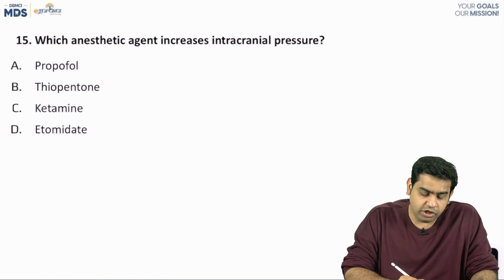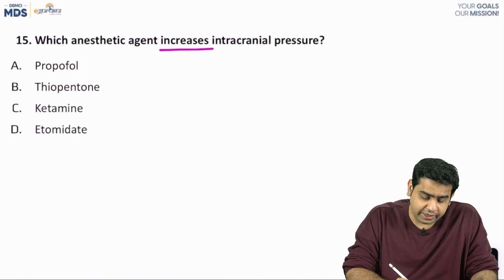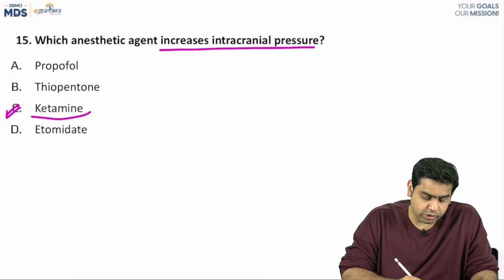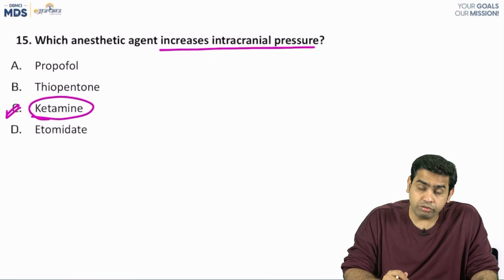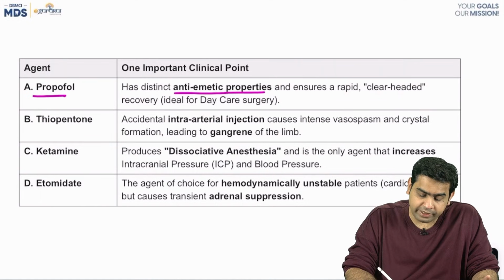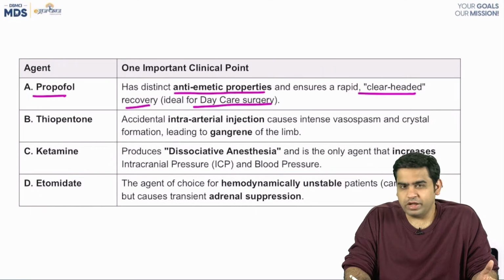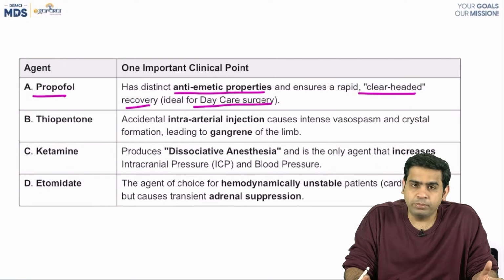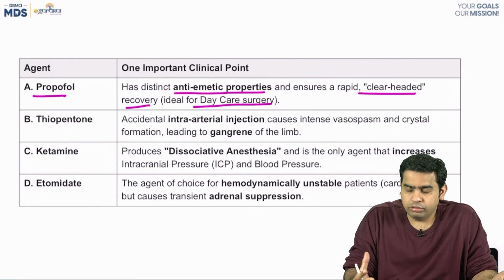They are important. Which anesthetic agent increases the intracranial pressure? The answer over here is ketamine. Ketamine is the one which is going to increase the intracranial pressure. Propofol has an anti-emetic kind of property. It ensures rapid, clear-headed recovery, and is ideal for daycare surgery. So I've put a couple of points which you may remember for all these 4 anesthetic agents.